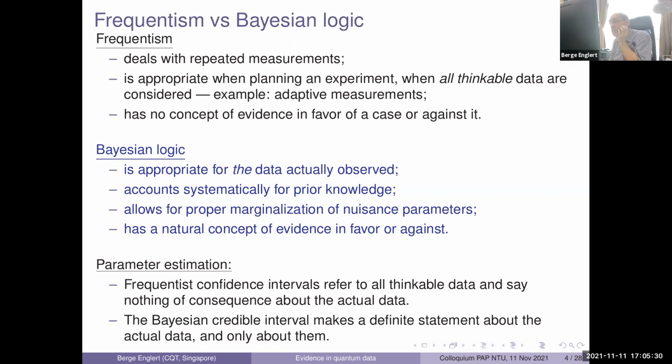If you don't have a lot of data, the conclusions are not so sharp as if you have a lot of data. But you can still go through the analysis and assign credible intervals that make definite statements about the actual data. And you can go through the test. You can check whether your data is highly untypical or not. You can check whether there's a conflict between the data and the prior.